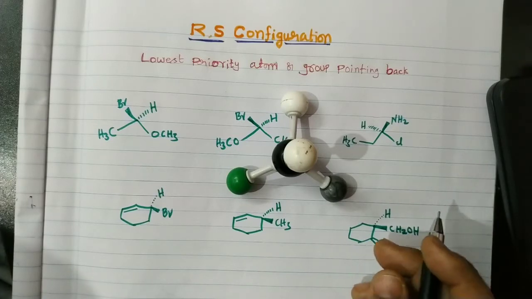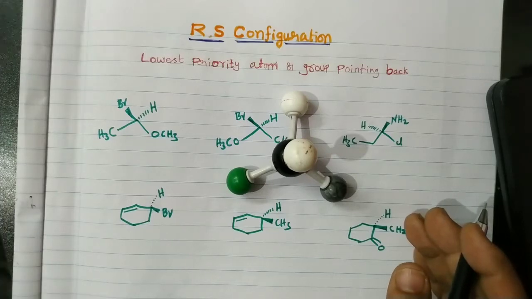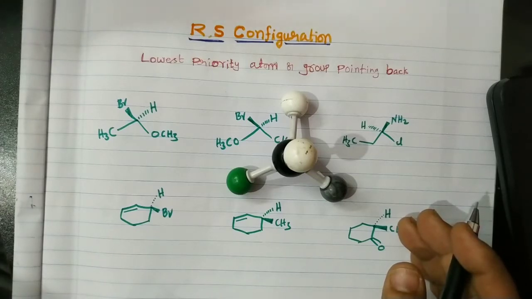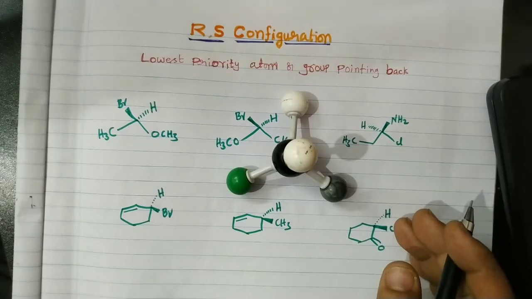So actually, to determine the RS configuration for each chiral carbon in a molecule, first we have to give the priority order for all four different groups which are attached to the chiral carbon. In determining the RS configuration for any chiral carbon, the most primary condition is the least priority group must be below the plane. That means the fourth priority group must be below the plane.